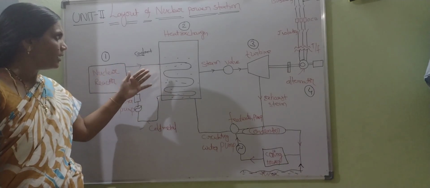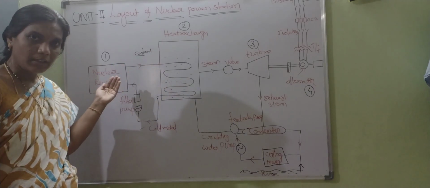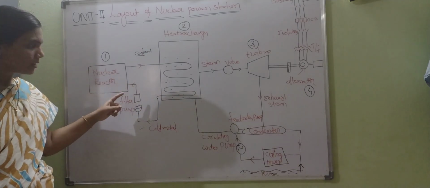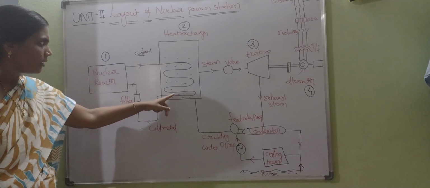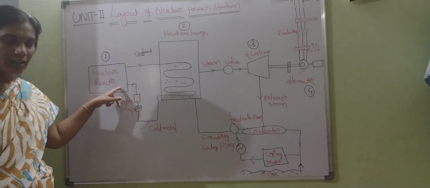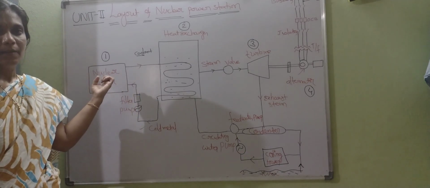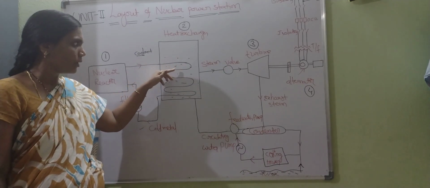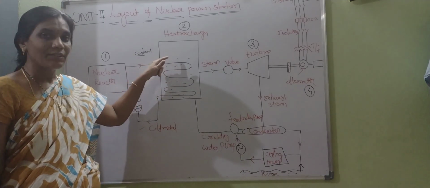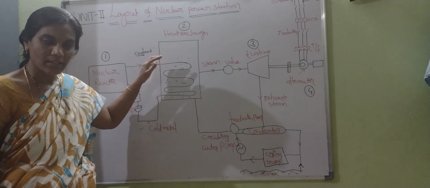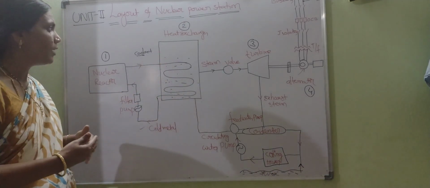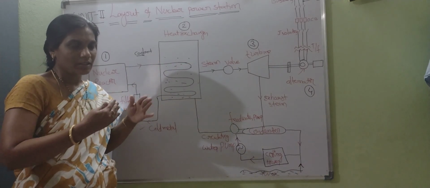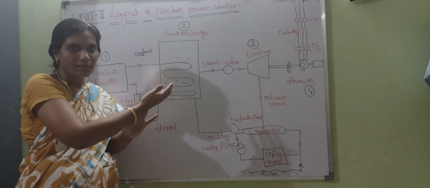Then the heat exchanger. When the nuclear fission process is done, heat is produced in the nuclear reactor. So coolant from the heat exchanger flows to the reactor, and thus the heat is extracted from the nuclear reactor. Then the coolant flows through the coolant tubes. Here the coolant gives up the heat at the heat exchanger for further heating the water, that means raising the steam.